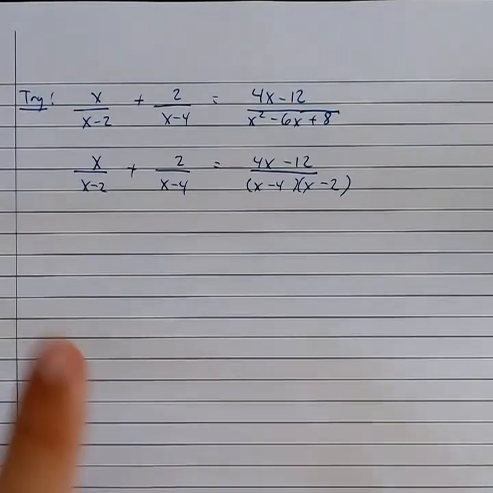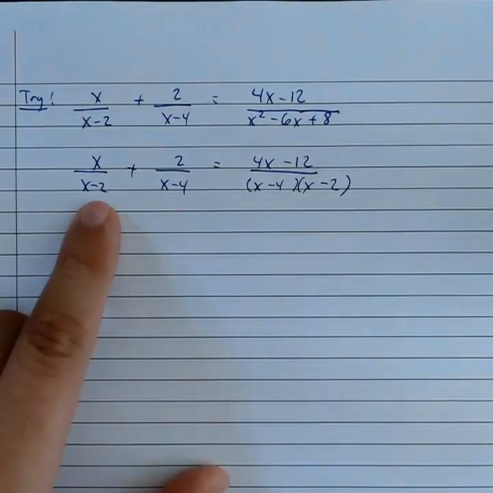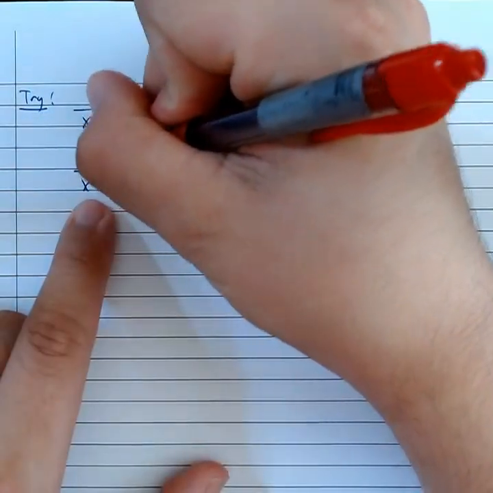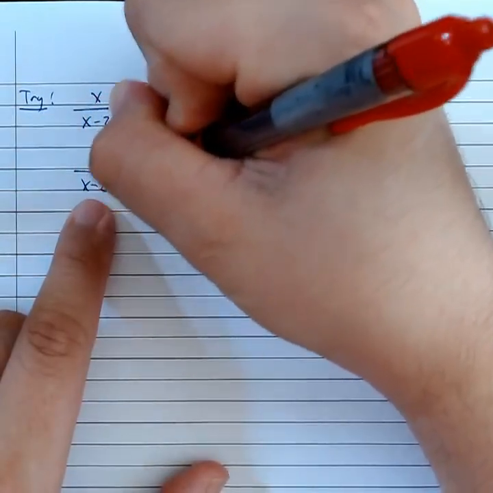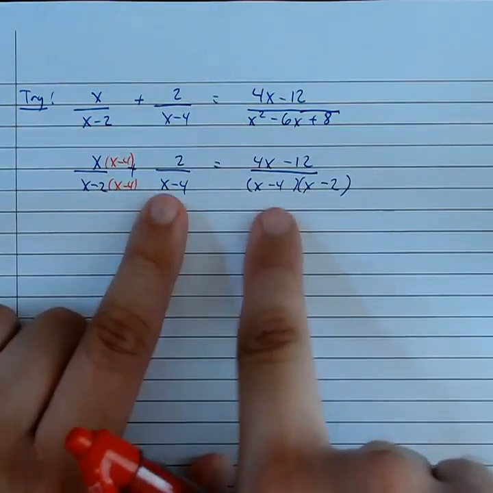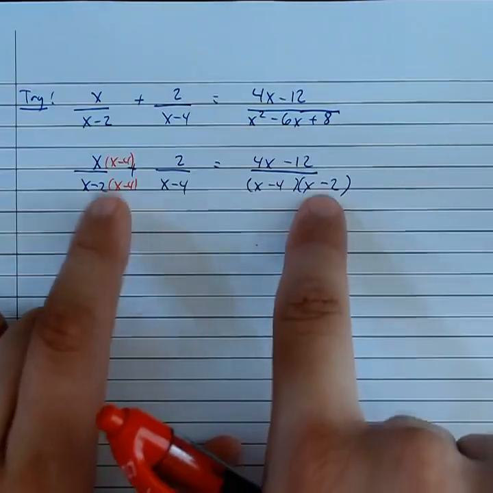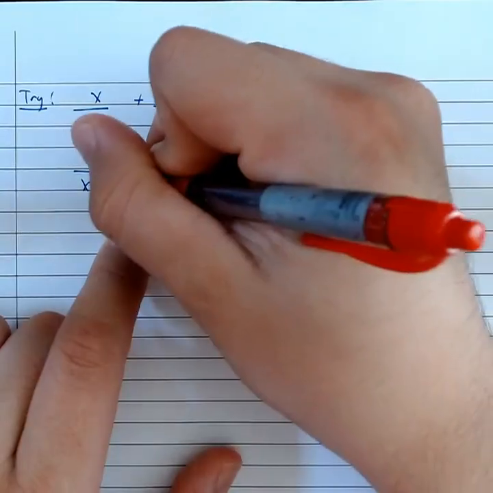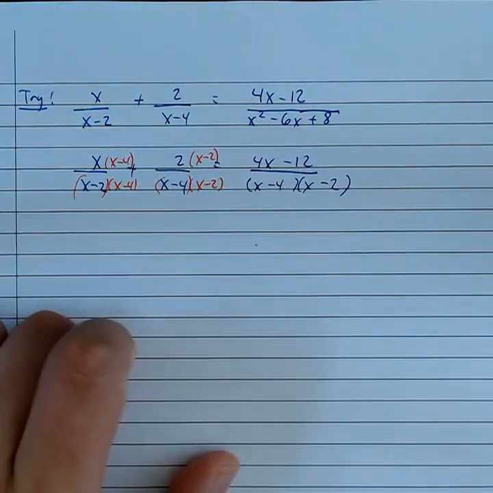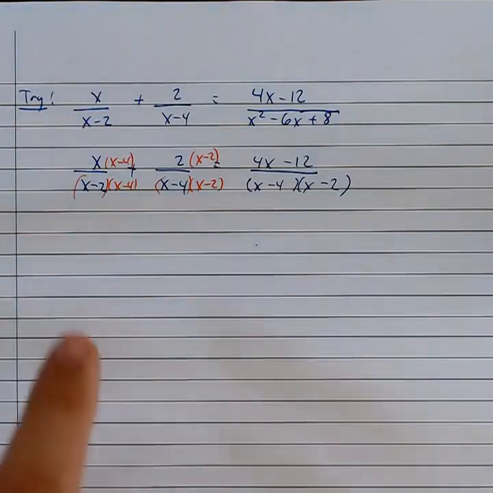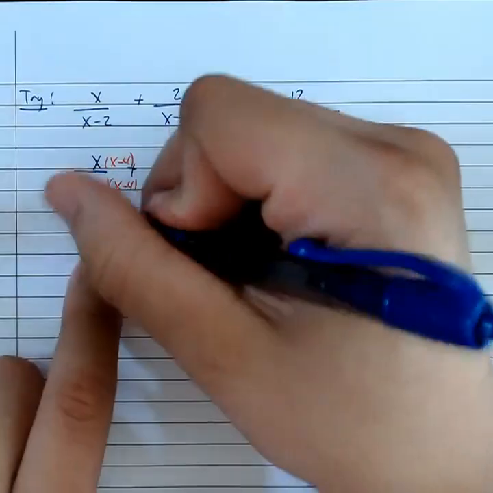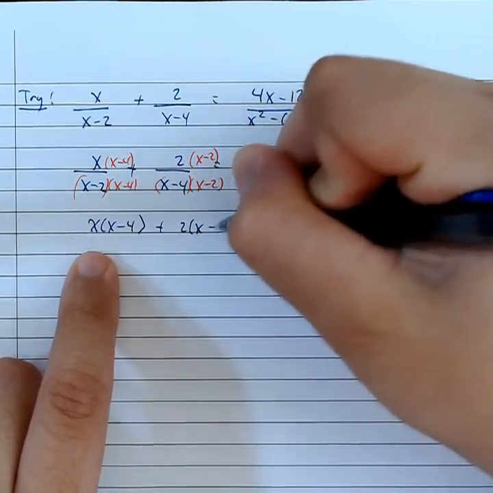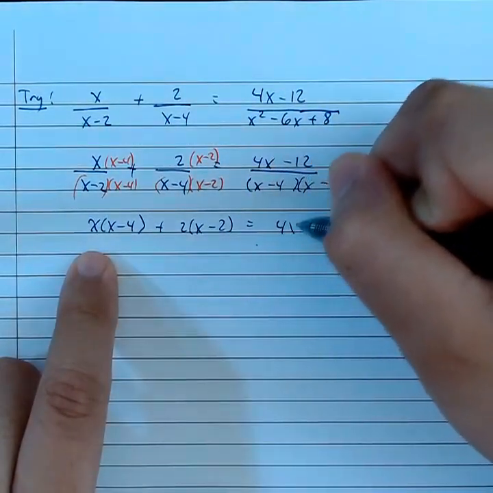So now we want to find common denominators for everything. Here, if I just gave this one an x minus 4, that would be fine. There we go. Those have a common denominator now. This one, if I gave it an x minus 2, it would look just like these do. So let's multiply by x minus 2. Just like that. And now you have a common denominator, which means we don't worry about the denominator anymore. All that matters is that our numerators should match up. So we have x times x minus 4 plus 2 times x minus 2 equals 4x minus 12.